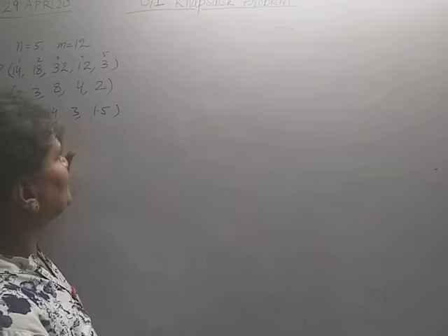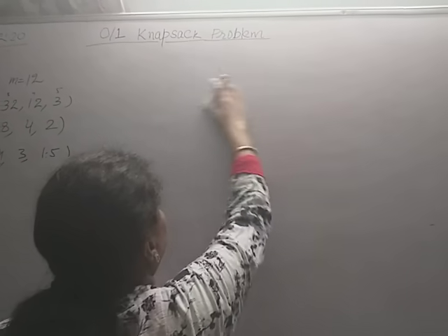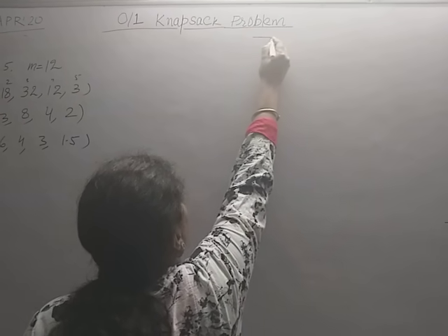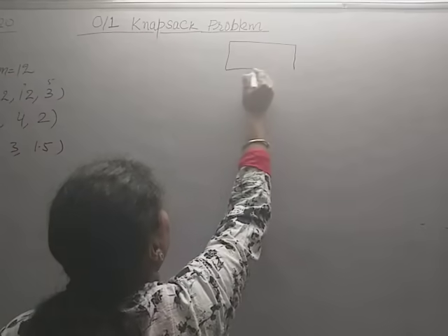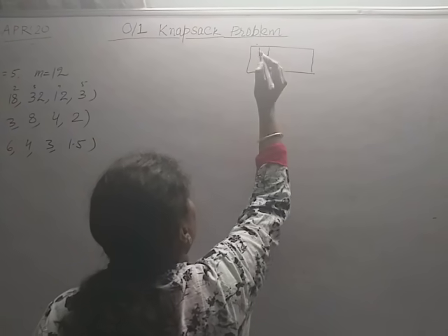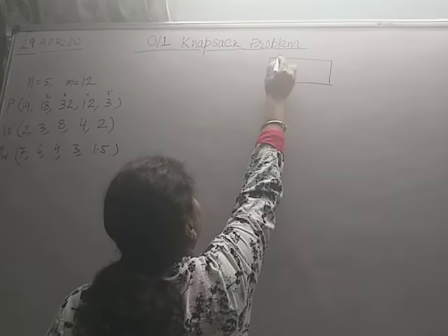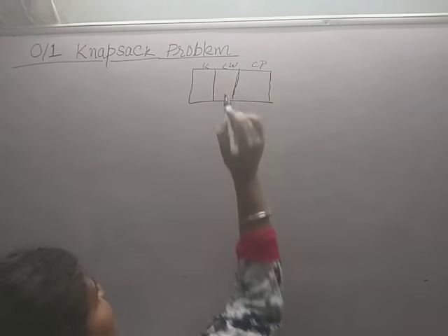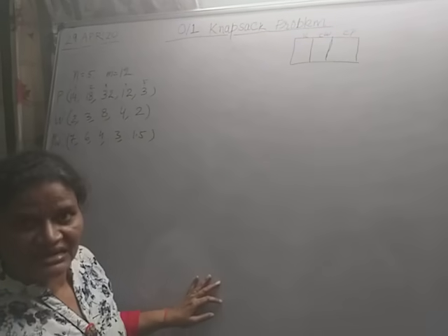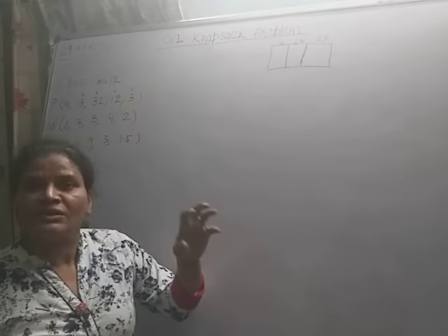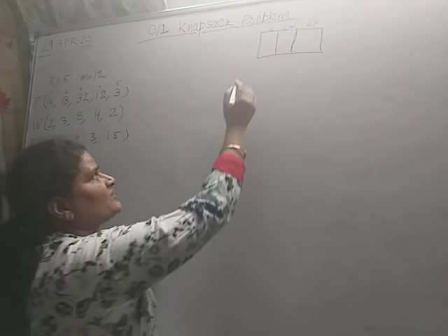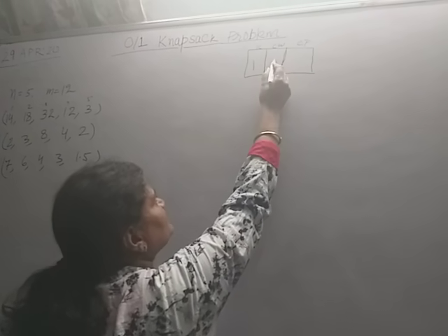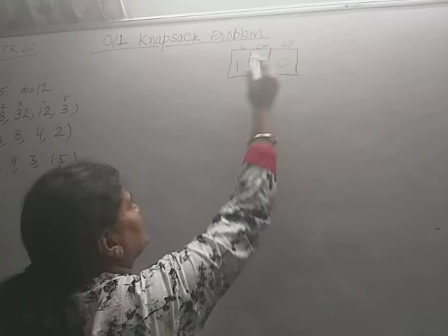Okay, so here for this example again I am drawing the state space tree. See, this is what I have taken earlier: K, CW, and CP, the current weight in the knapsack till now and the current profit earned. First I will take the decision for the first object, K equal to 1, current weight 0, and current profit 0.